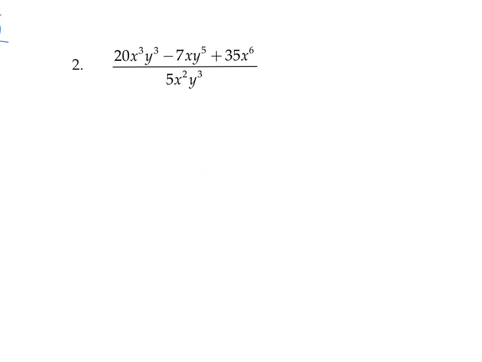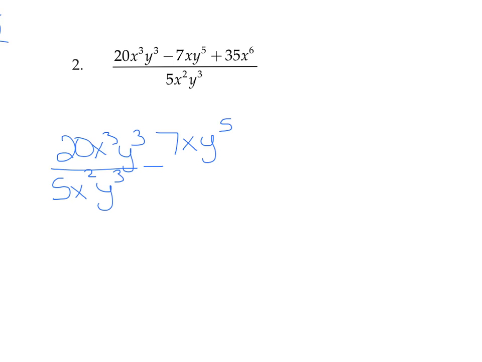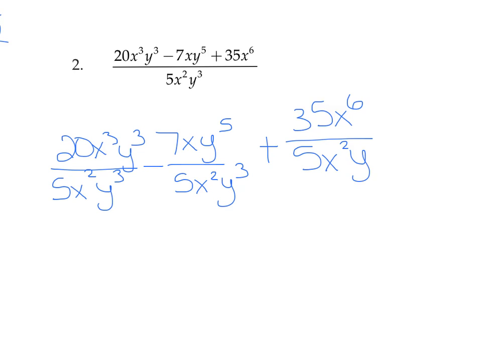Number 2, we're going to have 3 terms this time. So 20x cubed y cubed coming from here over this denominator, 5x squared y cubed, minus 7x y to the 5th over 5x squared y cubed plus 35x to the 6th over 5x squared y cubed. So all you're doing is you're taking each of these terms from the trinomial in the numerator and making a new fraction out of it. They all have the same denominator. And now we're going to reduce.